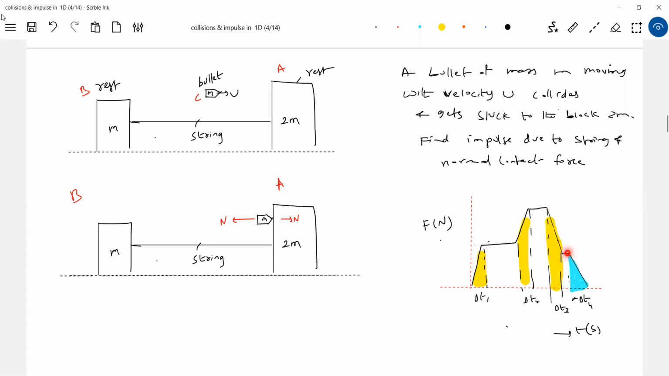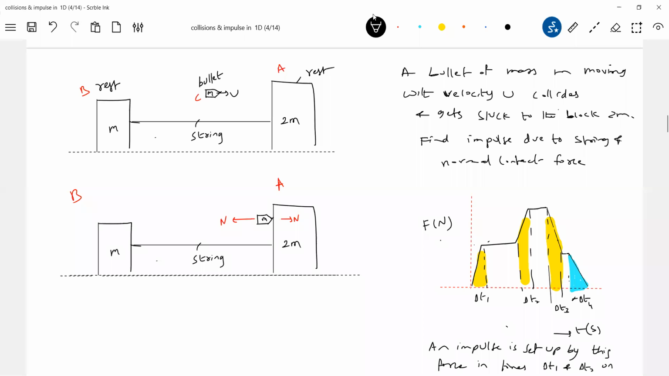And again, you look here, the force has some value and suddenly becomes zero. No impulse. So where is impulse set up? When force from zero becomes non-zero suddenly, or from a lower value becomes a higher value suddenly, impulse is set up. From a higher value to a lower value, or from a certain value to zero, no impulse is set up. So when an impulse is set up by this force, it is set up in times delta t1 and delta t2 only.